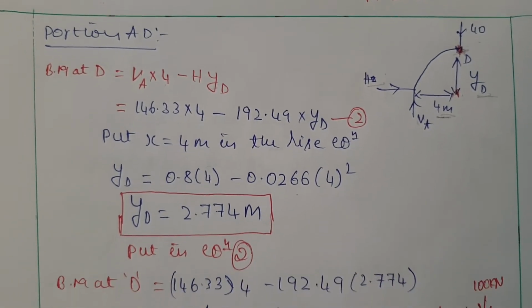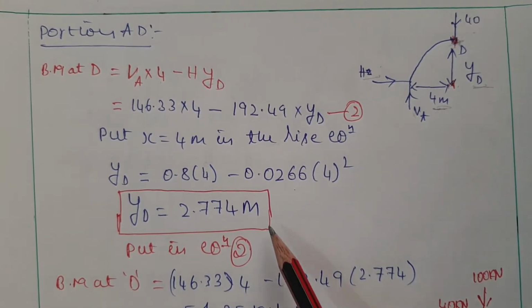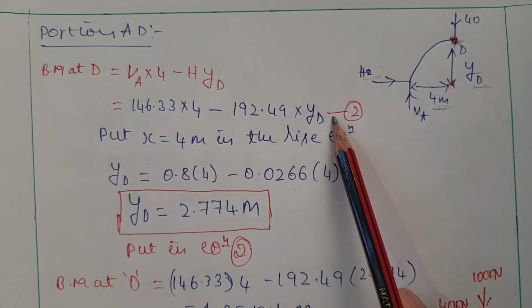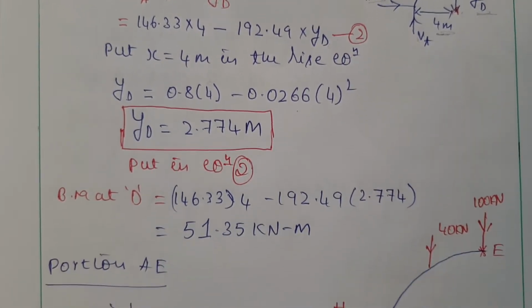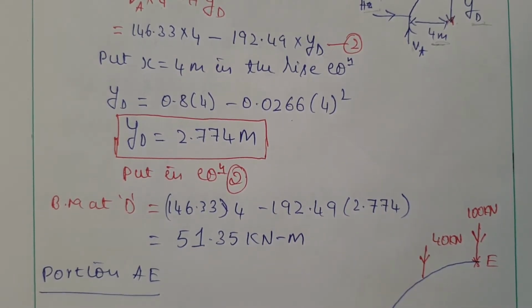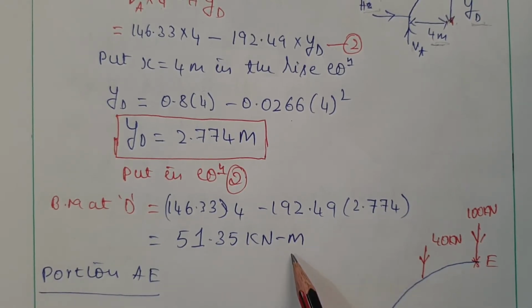YD value will be 2.774 meters. Substitute 2.774 meters in the above equation, and then you come to know the bending moment at point D. Why we consider D: we have to find the bending moment at the loaded points. Here we have 2 point loads, one acting at D and another acting at E, so we have to calculate at both points. The bending moment at point D is 51.35 kilonewton meter.